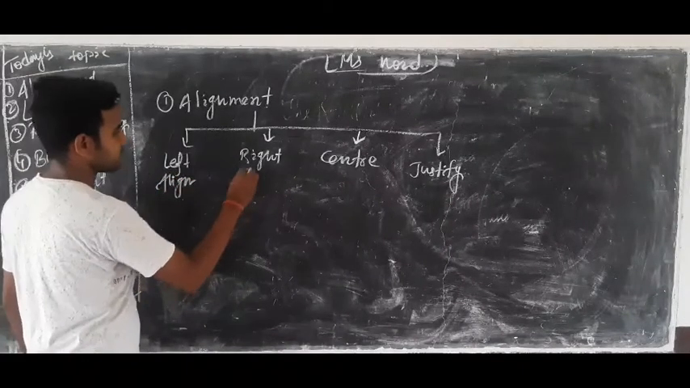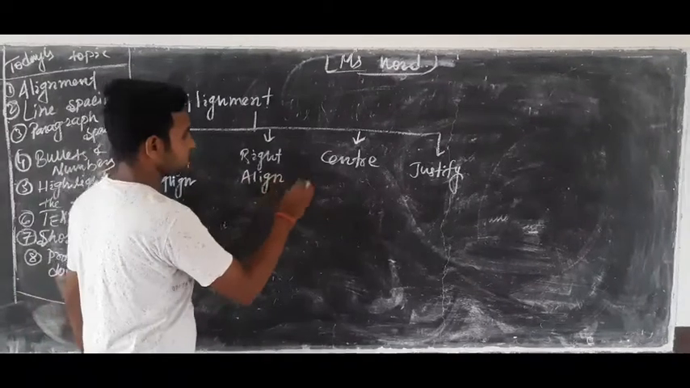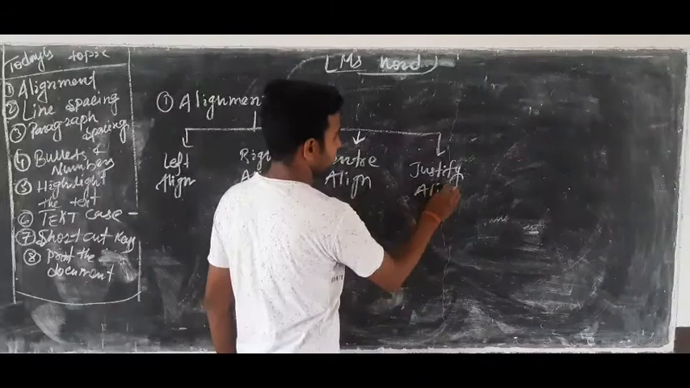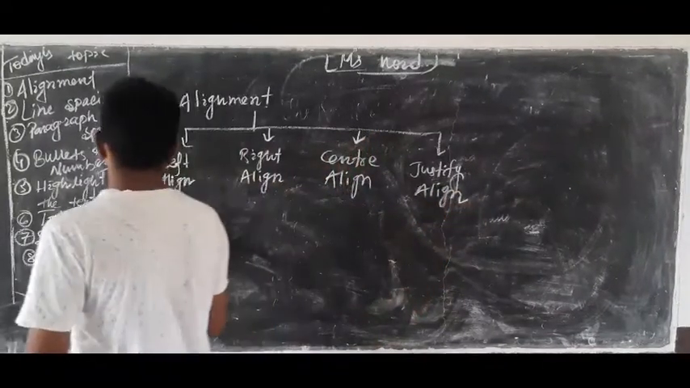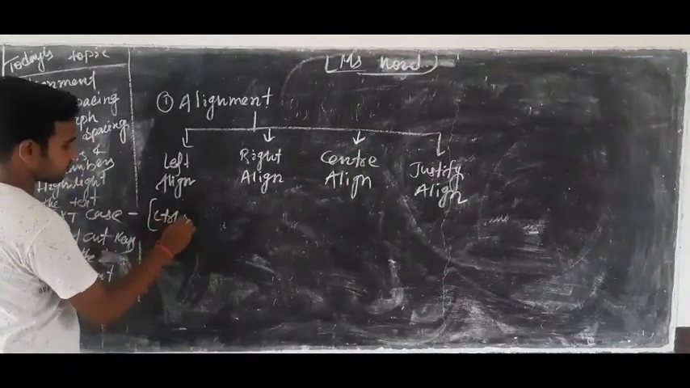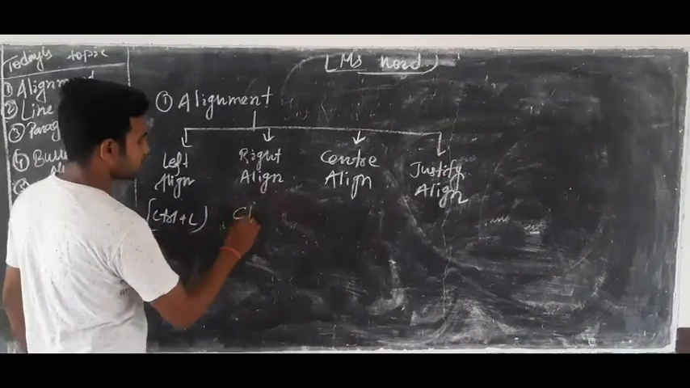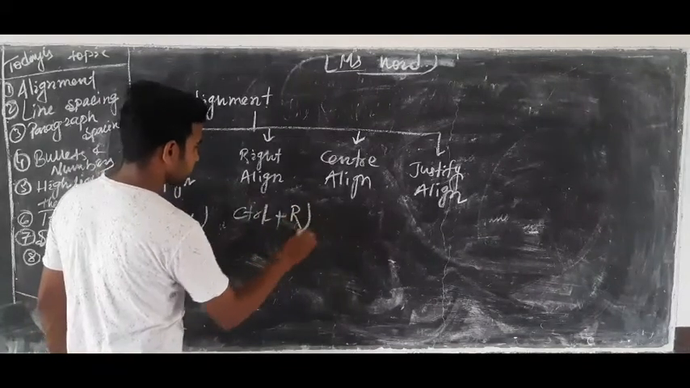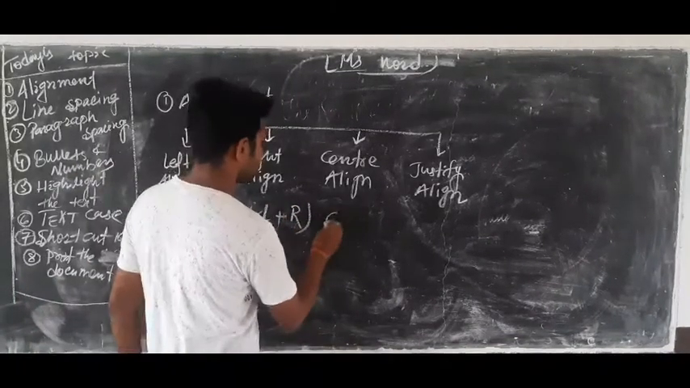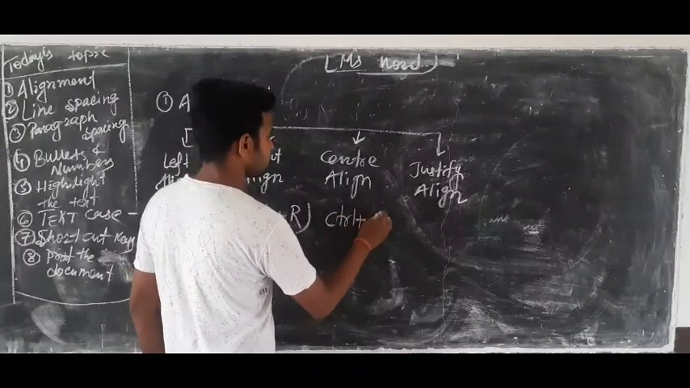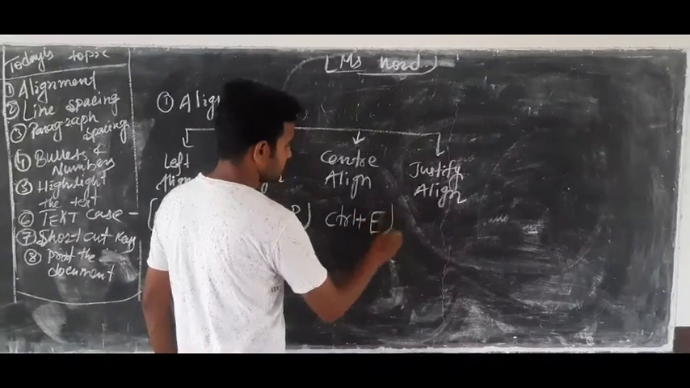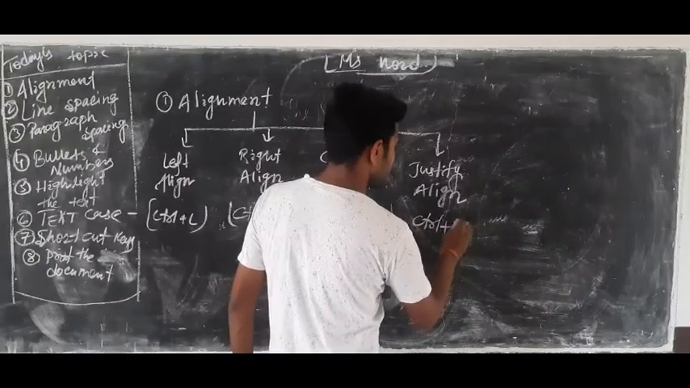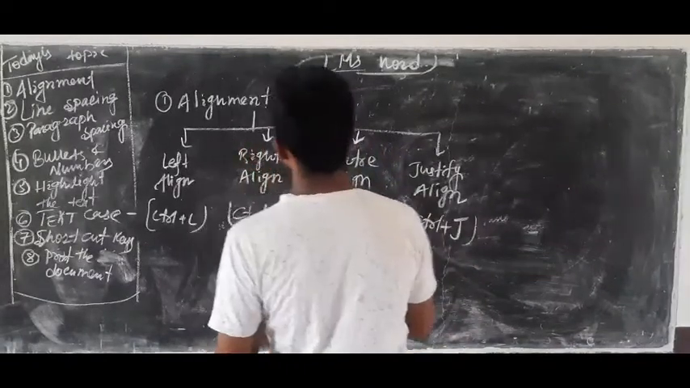Left align, right align, center align, justify. Shortcut key is Control plus L, Control plus R, Control plus E, and Control plus J. First of all, what is alignment?